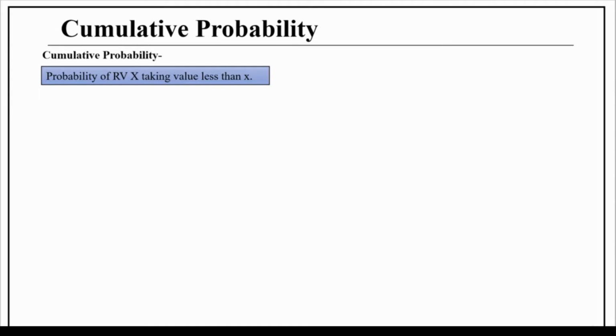Hello friends, welcome again. In this session we will discuss about cumulative probability and probability distribution function. How do we calculate the cumulative probability? It is the probability of random variable x taking value less than small x. Mathematically, the function F(x) is equal to probability of random variable value less than x. It is just summing up all the probabilities less than small x. Let's understand it with an example.